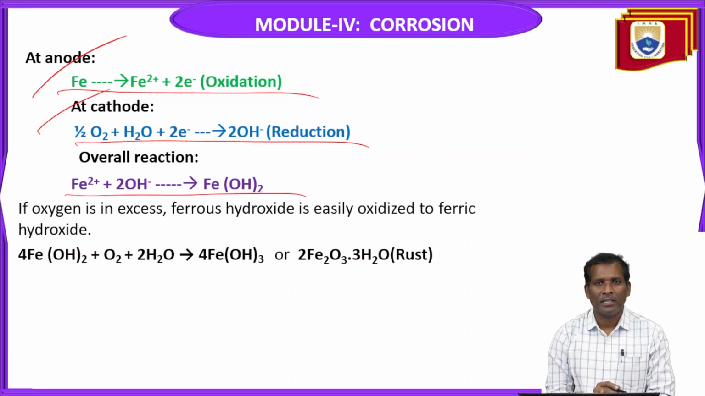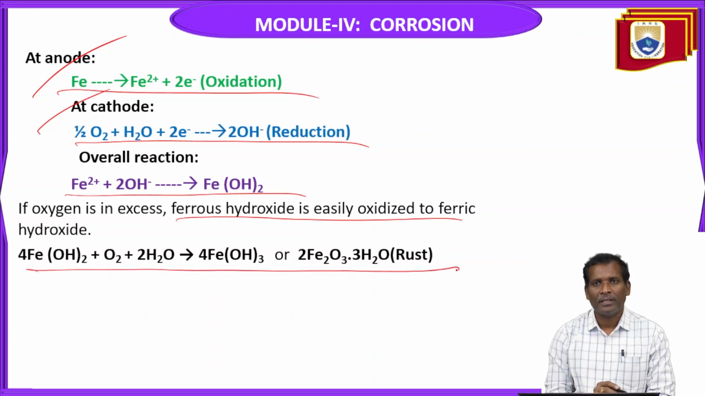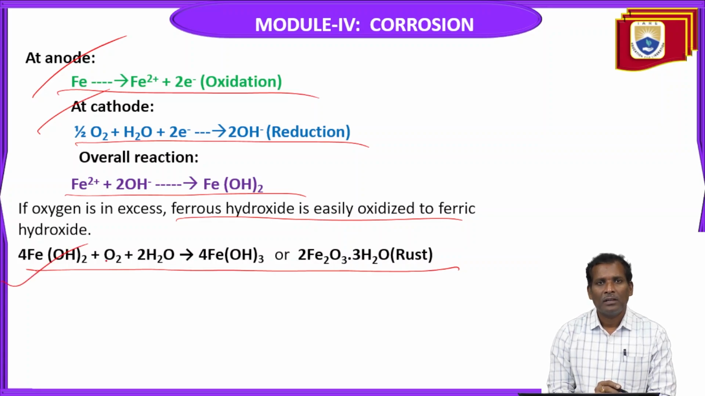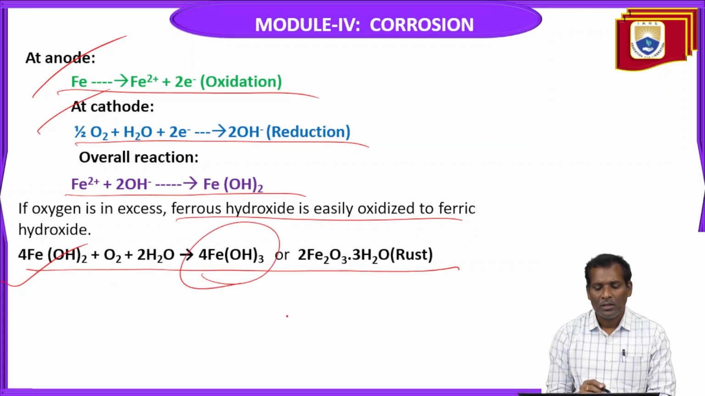If oxygen is in excess, ferrous hydroxide is easily oxidized to ferric hydroxide. So you can write the equation: 4Fe(OH)2 plus O2 plus 2H2O gives ferric hydroxide, that is rust. You can write it in terms of Fe2O3 and 3H2O.